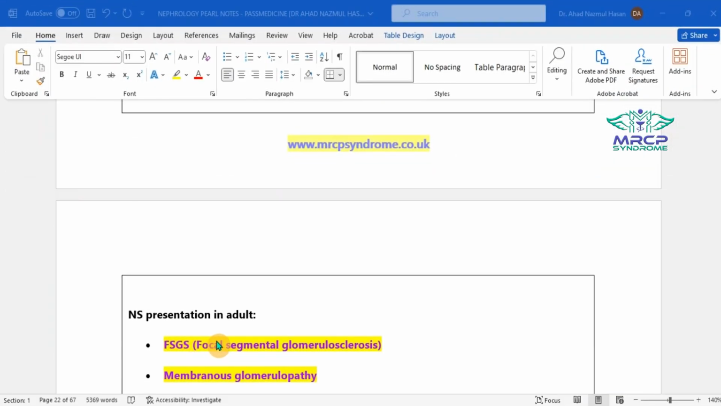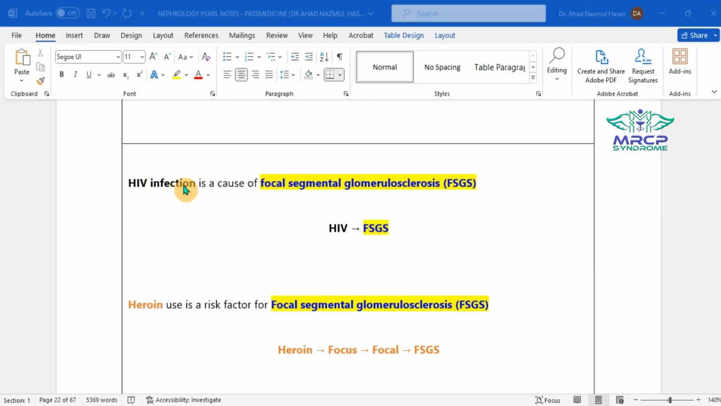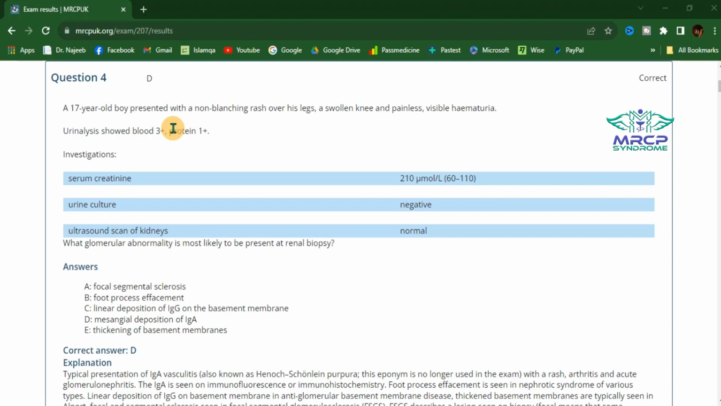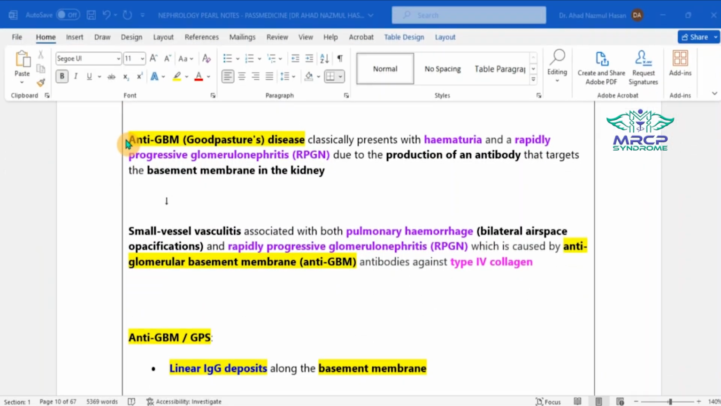FSGS also presents as nephrotic syndrome in the adult, on the top of either HIV infection or heroin use. FSGS may also present in the form of RPGN, rapidly progressive glomerulonephritis. Absence of massive proteinuria or absence of features of RPGN is also excluding the FSGS.